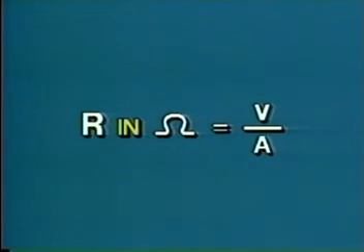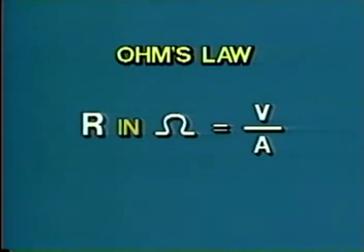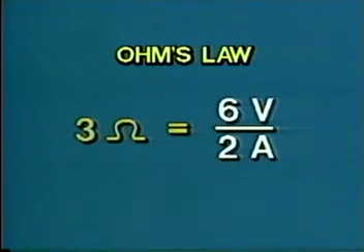Here's another formula, and it's very much like the ones for current and voltage. However, it's one of the most important formulas in electricity. It states that resistance in ohms equals volts divided by amperes, and it's called Ohm's law. For example, if 6 volts were applied to a device and 2 amperes of current flow through it, the device would have a resistance of 3 ohms.